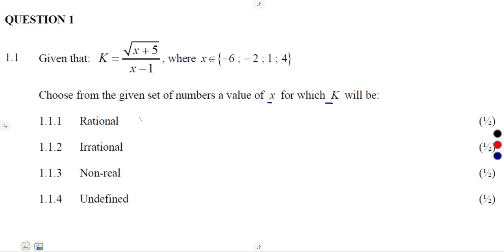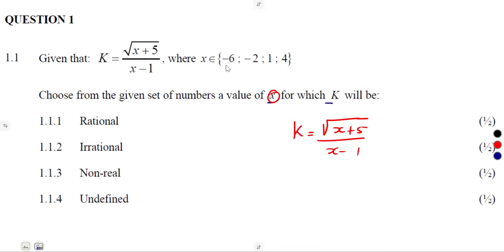All right. So we just have to substitute, guys, the given numbers and see the type of number that we're going to have at the end. Are we going to have a rational, irrational, non-real, or an undefined for a certain value of x? All right, so let us take our k. Our k is given as the square root of x plus 5, everything over x minus 1.